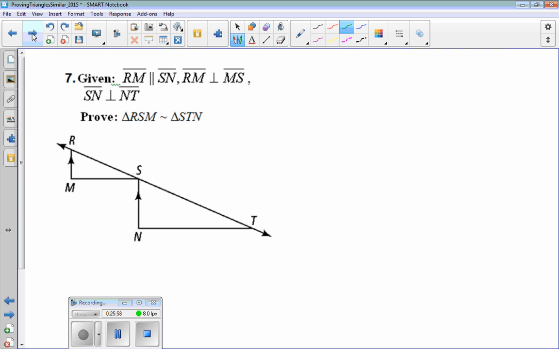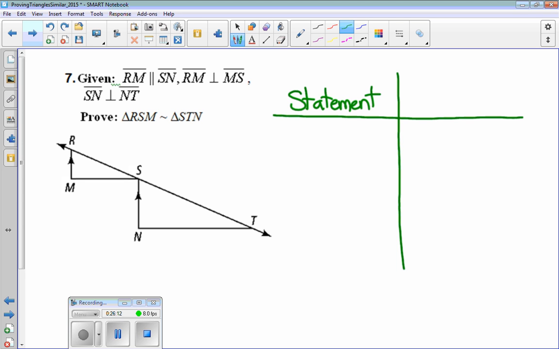All right, so this, oops, not this one. Here we go. I think this is on your paper, isn't it? We're going to need to create some statements and some reasons. So you need to write this on your paper as your notes, right underneath the picture. Statement column, reason column. It says given and prove. Okay? Proofs aren't going away.